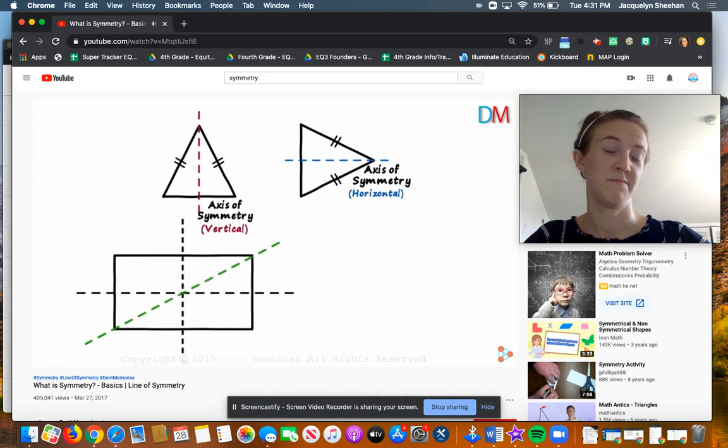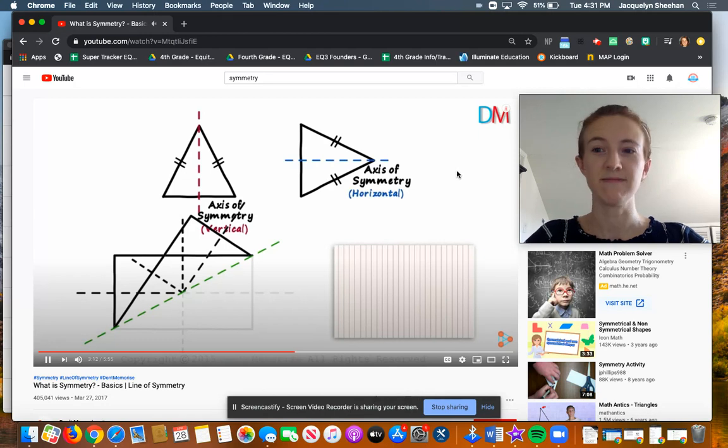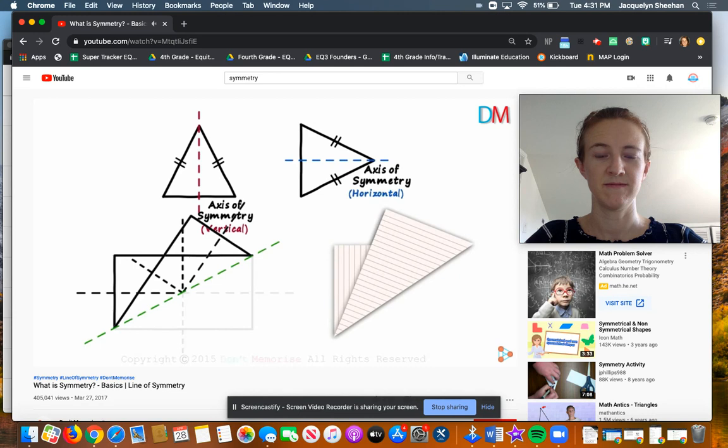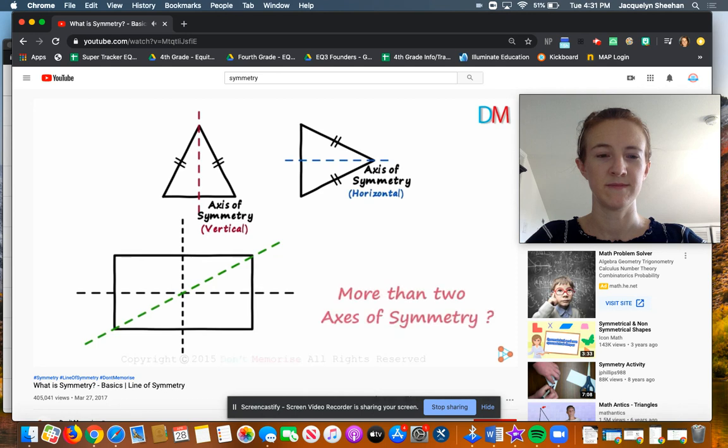You can see that folding it along the diagonal does not give us matching parts. You can try this with a page from your notebook. Try and fold it along the diagonal and you will see that the parts do not overlap exactly. Okay, here's another question for you. Can a figure have more than two axes of symmetry? If yes, then which figure?